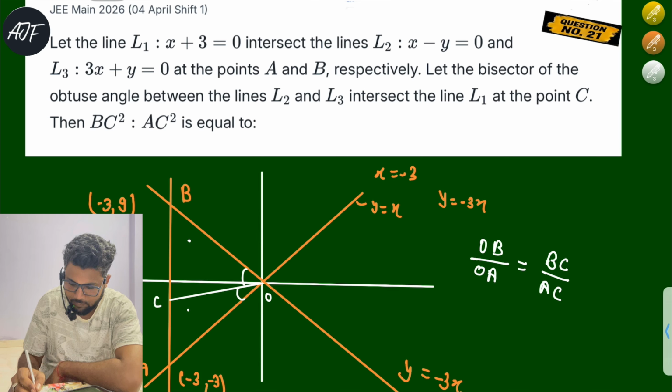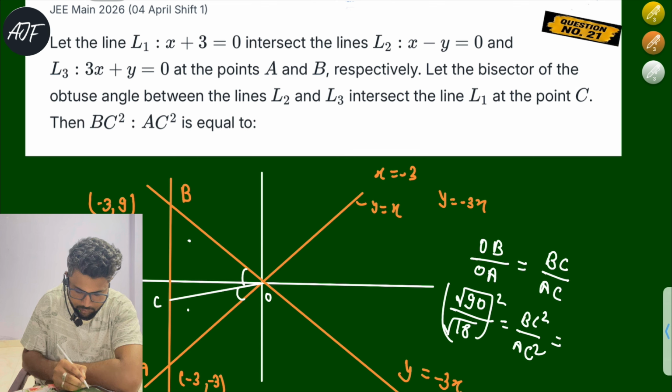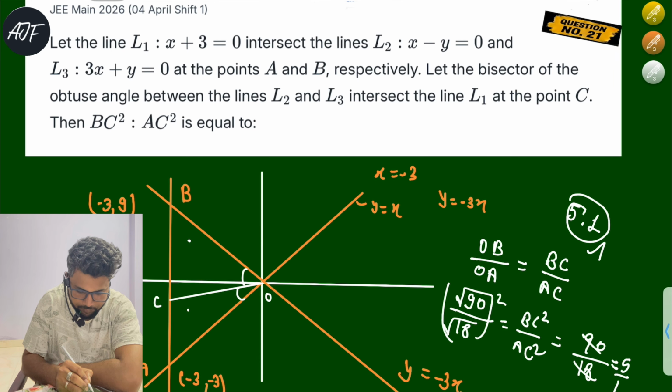So OB is the distance from the origin. The point (-3, 9) has distance from origin of the square root of 3 square plus 9 square, that is 81 plus 9, square root of 90. Similarly, the distance of (-3, 3) from the origin is square root of 18, right? And it is asking for BC square upon AC square. So the square roots are cancelled by squaring both sides, meaning 90 by 18. So it is 5:1. Is it possible? So the answer of this question is 5:1.